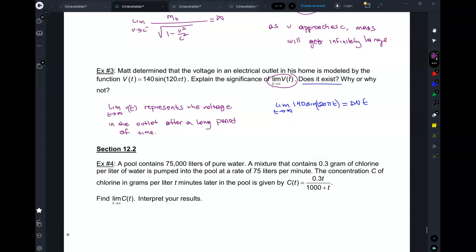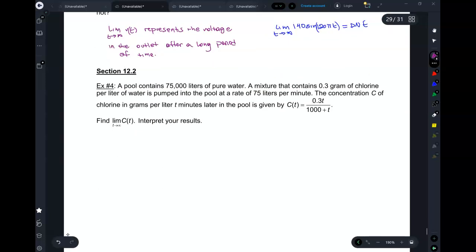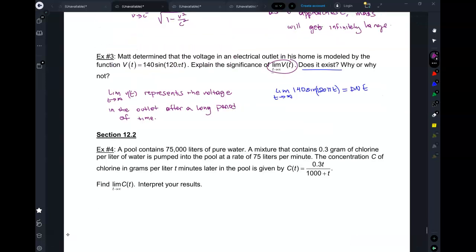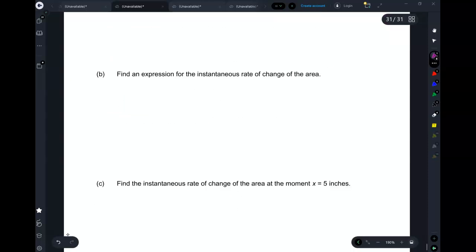Okay, so any trig function would be oscillating. Tangent has asymptotes, right, but even tangent at infinity will be DNE. Periodic functions, yeah. And so the amplitude is 140. All we know is that at infinity, it's oscillating somewhere between positive and negative 140. Okay, let's move on to section 2.